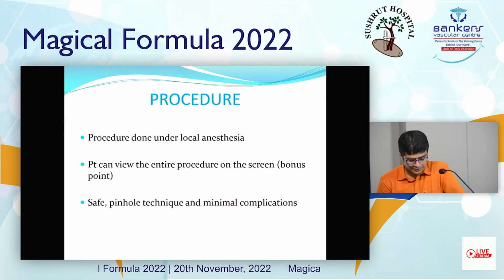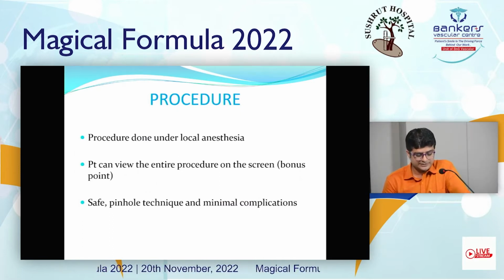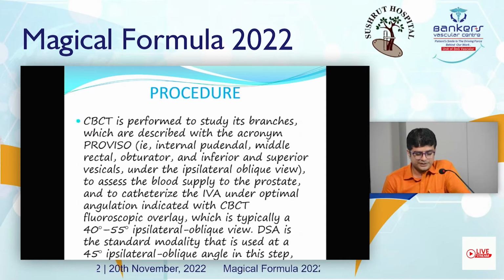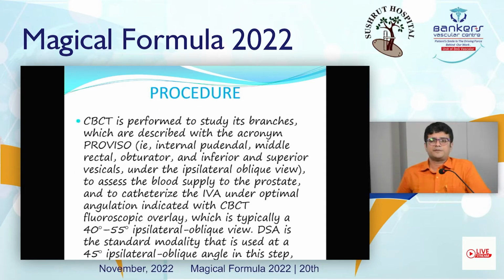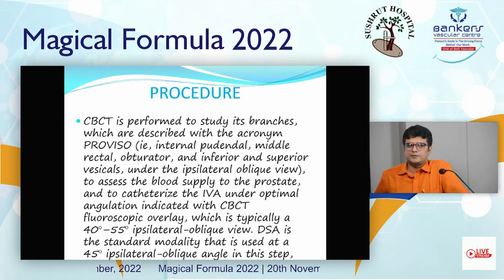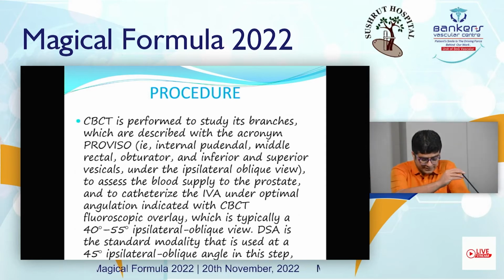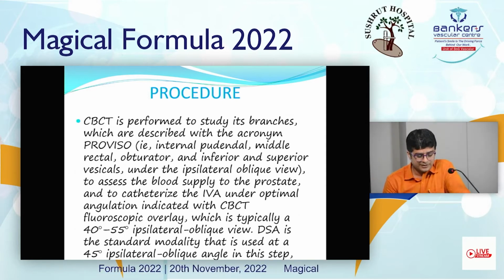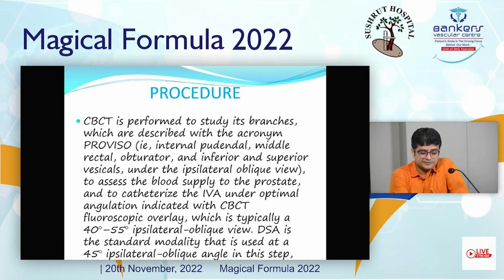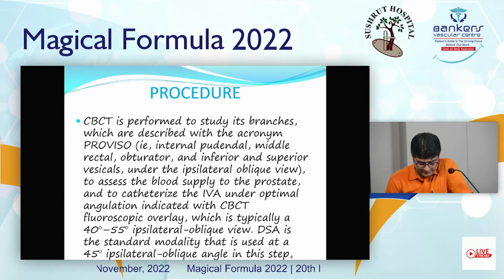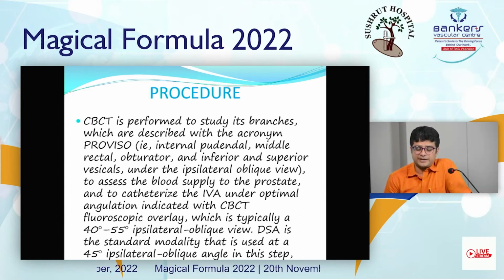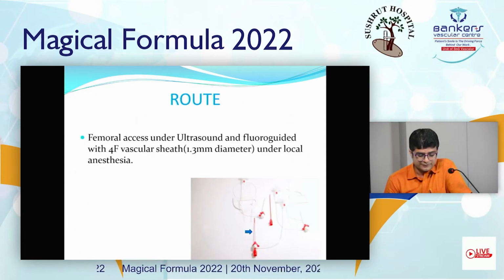The procedure is done under local anesthesia. As I mentioned previously, it is a safe pinhole technique, with minimal complications. CT is performed in the cath lab itself to identify the prostatic arteries and to protect the bladder base from getting necrosed because of the embolization particles. So CT in the cath lab is very important. Studying the anatomy and the branches of the internal iliac artery and selecting the right branch is also very important, to select the right view. We go with a 4 French or 5 French sheath, and 1.3 millimeter is the 4 French diameter.